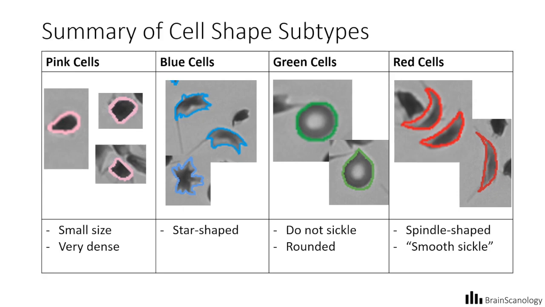Cells in the blue cell category were star-shaped. Green cells were cells which did not sickle. They were rounded. The last cell shape subtype identified was the red cell shape subtype. These cells were spindle-shaped and appeared to have a smooth sickle shape with just 2 points, each at an end of the cell.